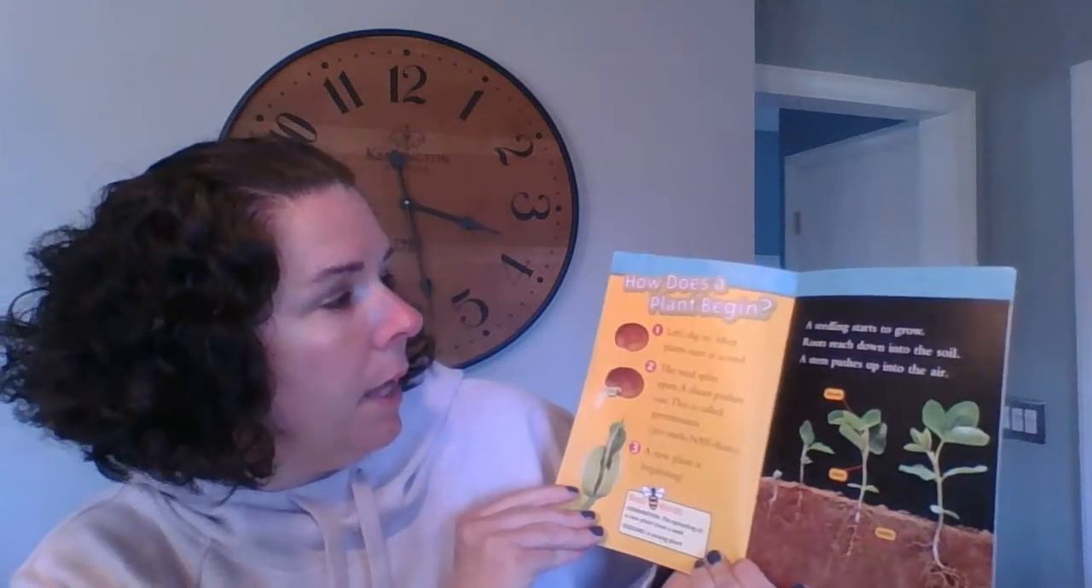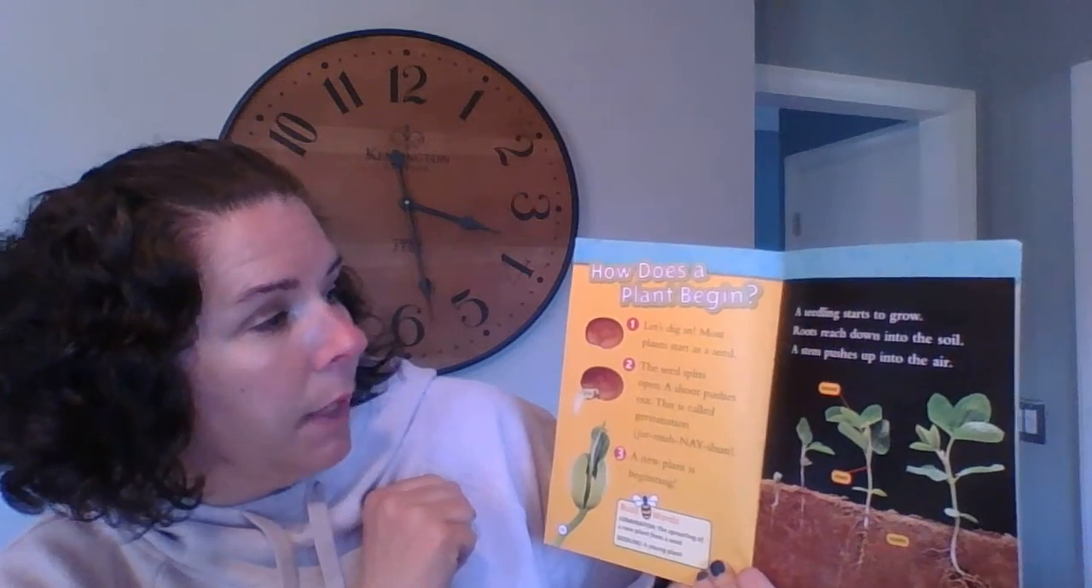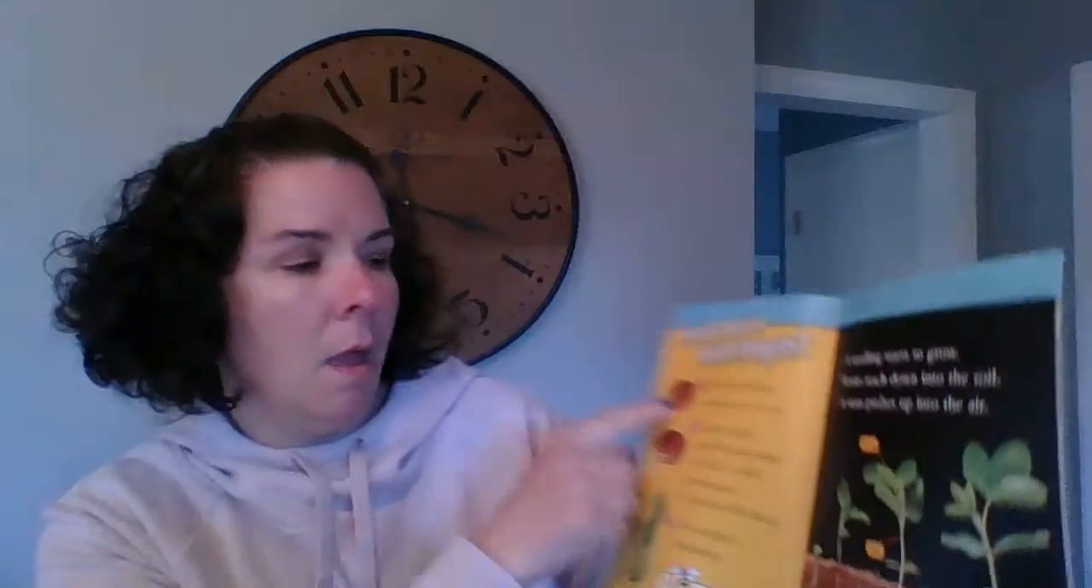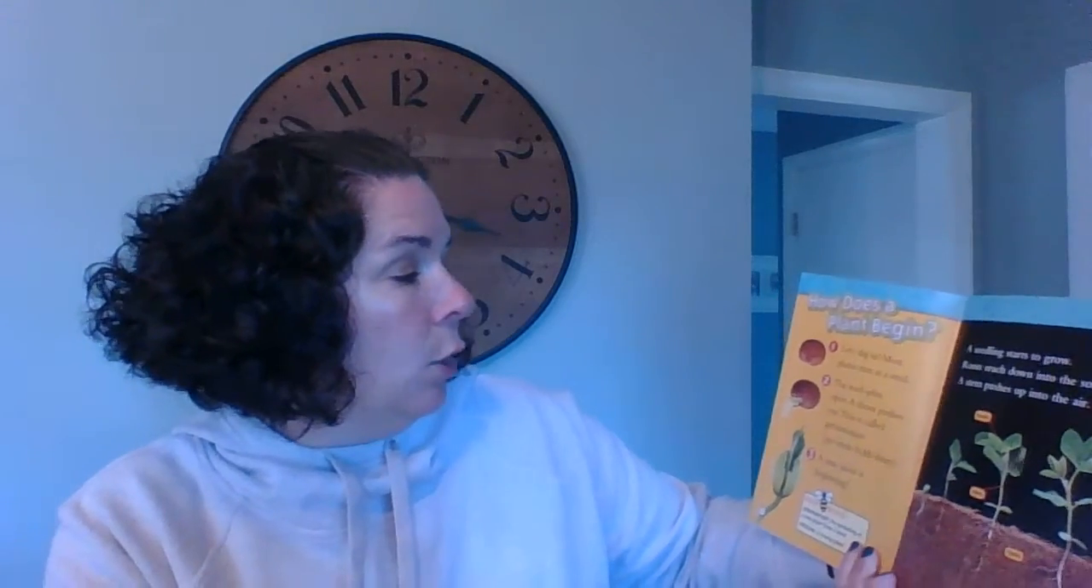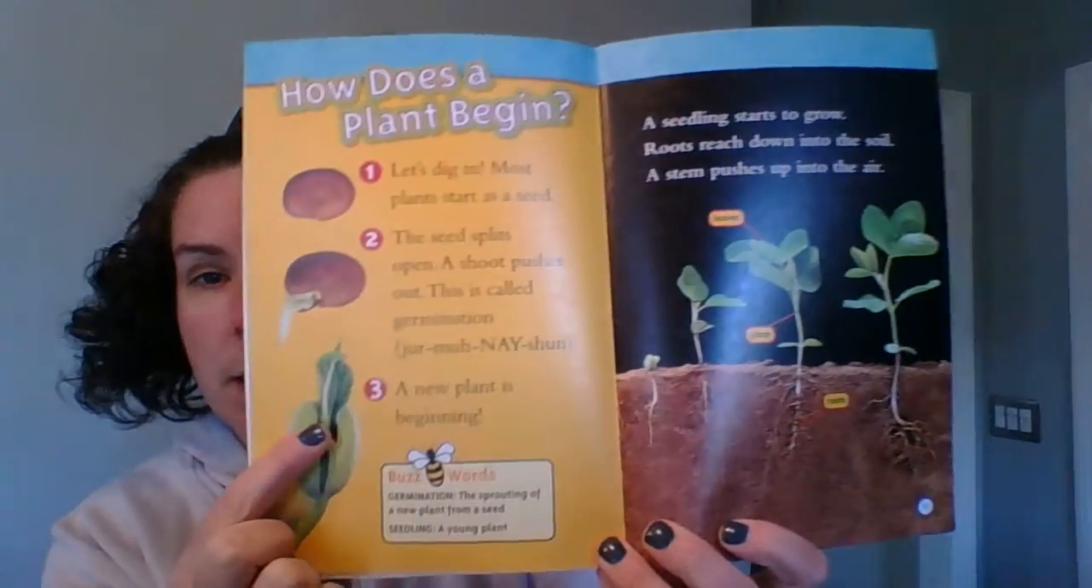How does a plant begin? 1. Let's dig in. Most plants start as a seed. The seed splits open. A shoot pushes out. This is called germination. Right here, that's the phase of germination. A new plant is beginning. There's the new plant beginning, stage 3. Buzzword, germination, the sprouting of a new plant from a seed.